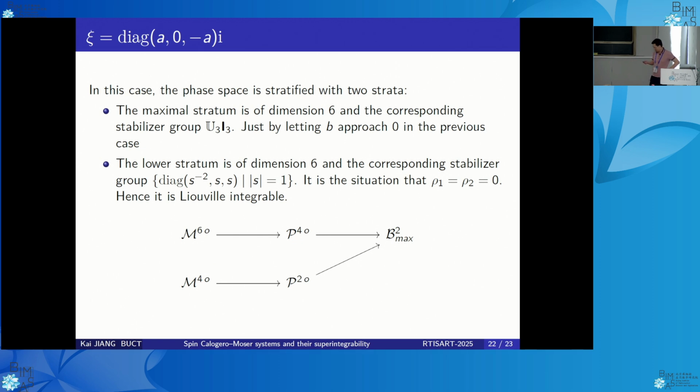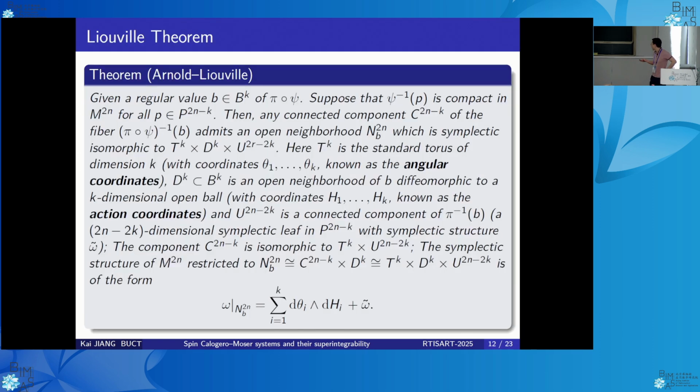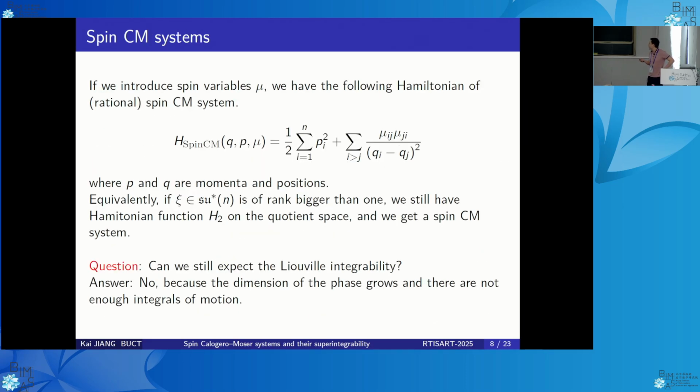Would you please go back to slide number 8? Your mu ij, mu ji, is that angular momentum, or just constant? No, that's not constant. They are the spin variables. You can consider it a vector and the inner product. It's a new variable, independent. If independent, does it mean just view as constant? For the classical Calogero-Moser, it is constant.